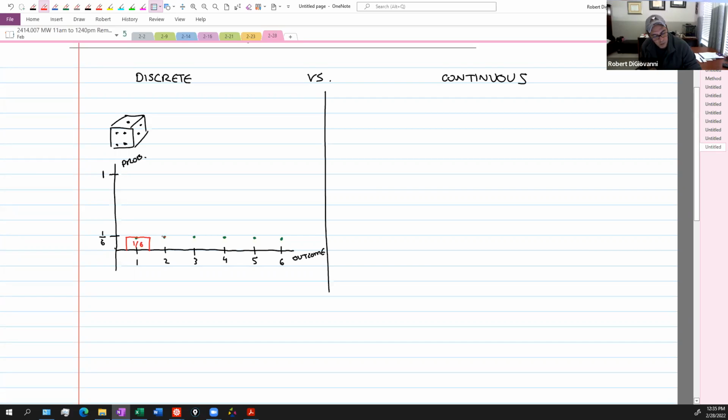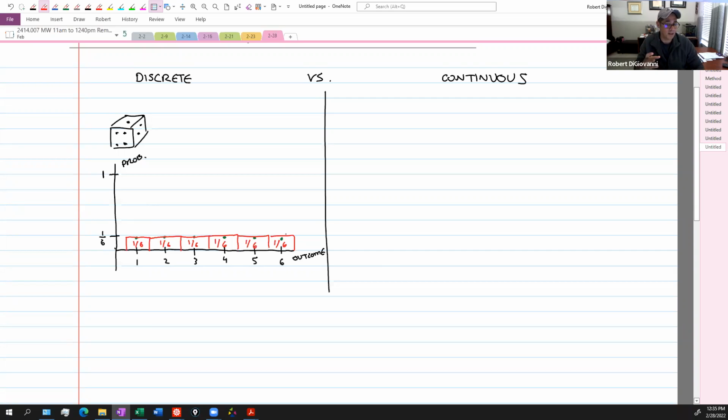Now I could do that for each one of these. Halfway to the left, halfway to the right, down, that would have an area of 1/6. I keep doing this for each one, and each of these would have a probability of 1/6.